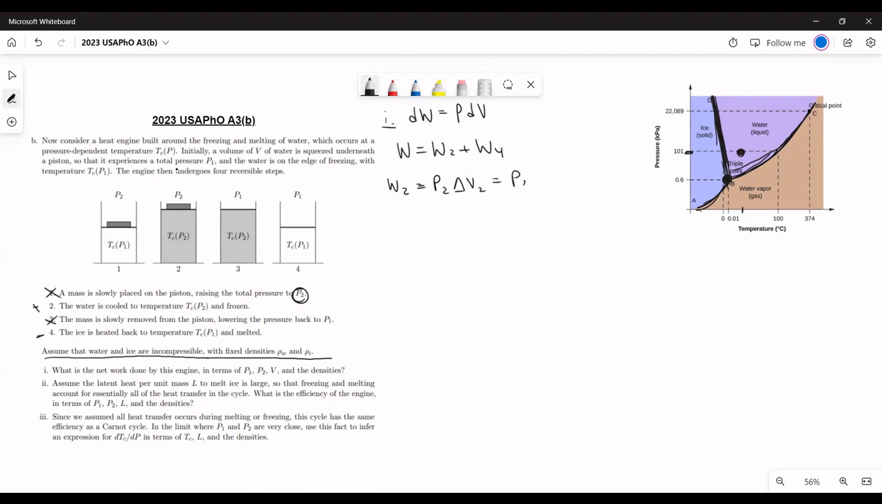And we know that the final volume is the volume of the ice, and the initial volume is the volume of water. And since the mass of the system is going to stay constant throughout the entire cycle, we know that the mass is equal to the density of the water times the volume of the water, which is given. We can also write this as the density of ice times the volume of the ice, which we can call V prime. And this means that V prime is equal to rho W divided by rho I times V.